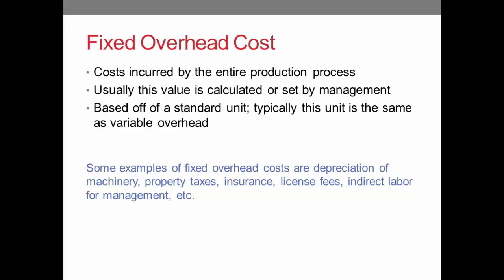Next is the fixed overhead costs. So these are the costs incurred by the entire production process. This is usually, again, a value that's calculated or set at the beginning of the year, and it's based on the budget. And it's also based off the same standard unit as is used by variable overhead cost. So some examples of fixed overhead costs include depreciation of machinery, property taxes, insurance, license fees, indirect labor from management.